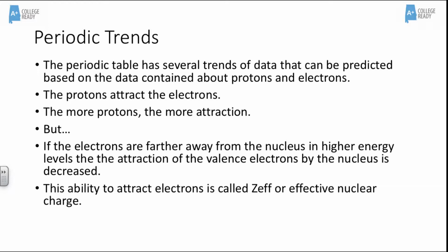So we really just want to think about two things. How many layers of electrons does an element have? And how many protons does an element have? And that's going to govern a series of what we call periodic trends.